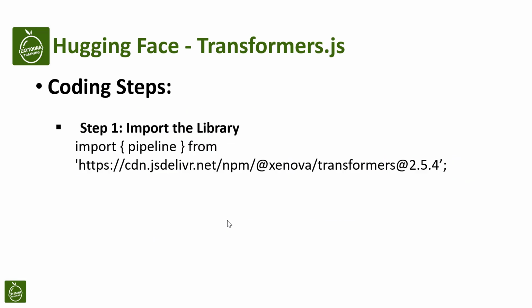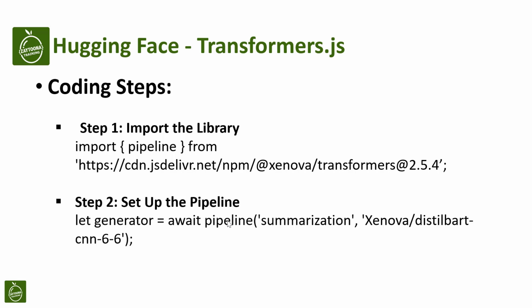As with our previous examples, we first need to ensure we have imported the required library to utilize the functionality. This provides us with all the necessary tools and models we need to perform the operations. For text summarization, we will utilize the summarization pipeline. In this case, we are employing the model Zenova DistilBart CNN 6-6. This model is designed to efficiently condense information while retaining the main points.